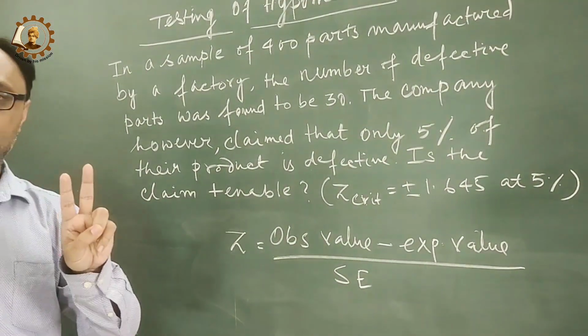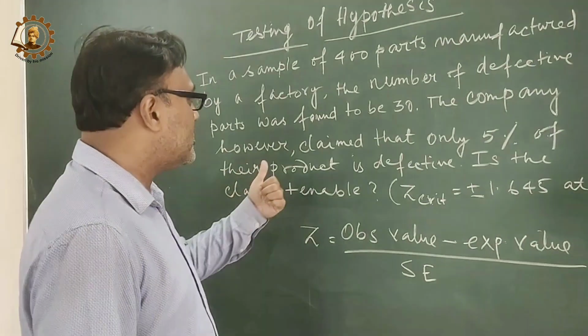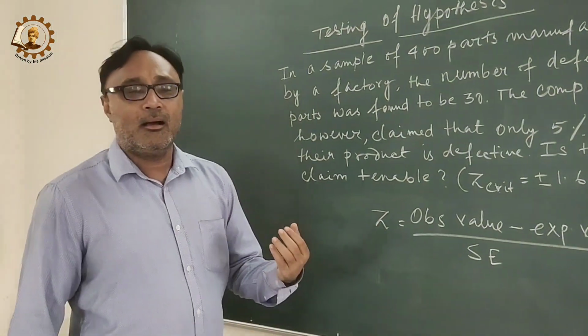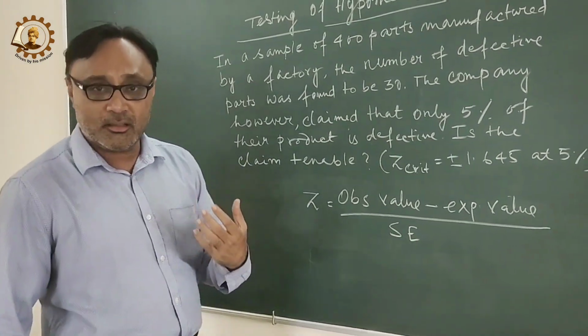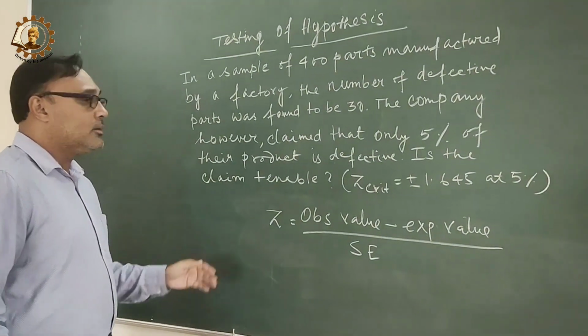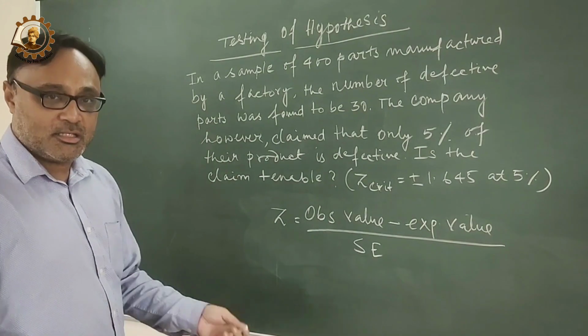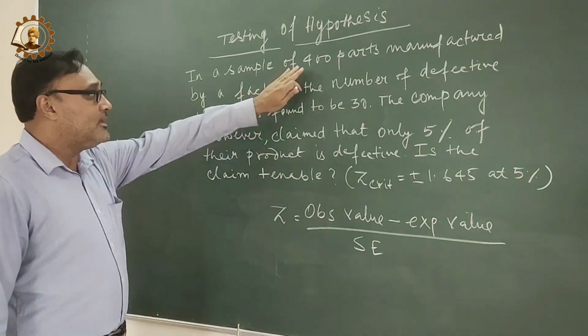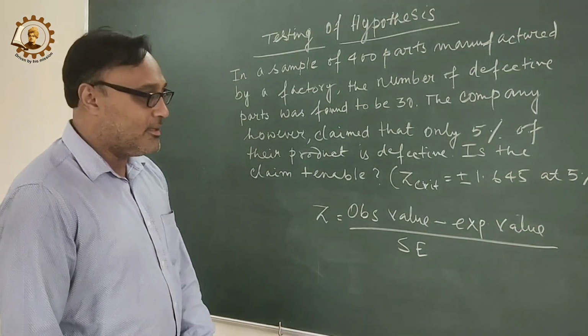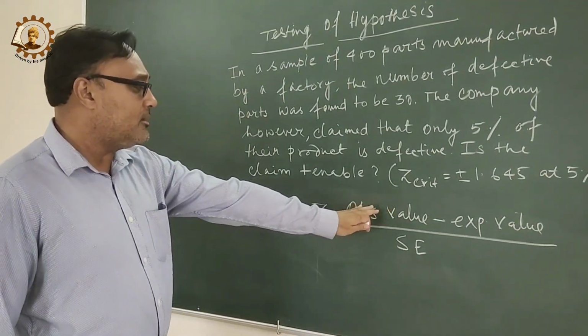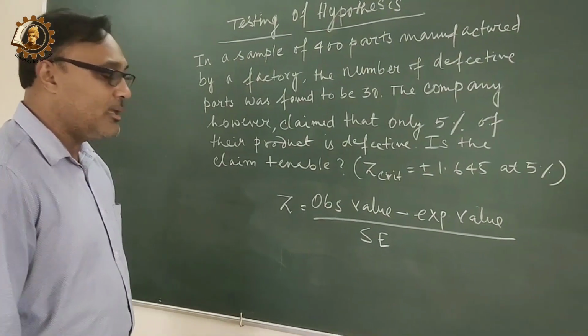The two important assumptions for parametric test. One assumption is the samples are taken randomly from the population and the sample units are independent of each other, number one. And number two, the population is normally distributed. And since n is greater than 30, therefore obviously we can use the Z test over here, and the formula is observed value minus expected value by standard error.